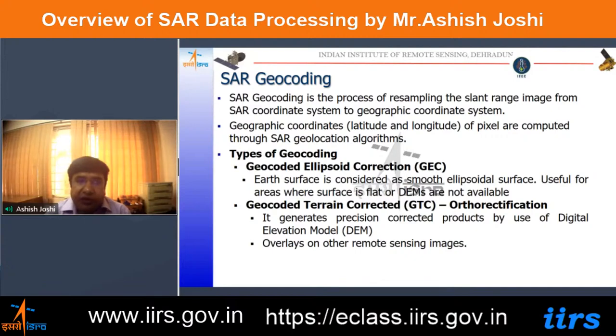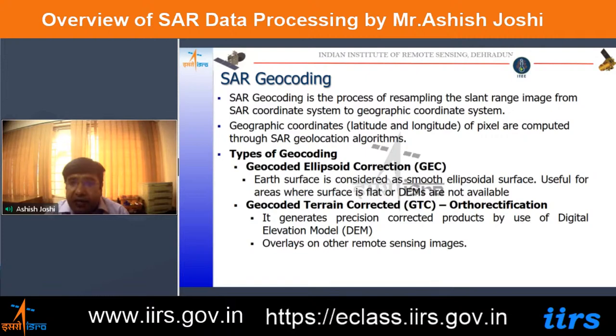SAR geocoding is the process of resampling the slant range image from the SAR coordinate system to the geographical coordinate system. Because the SAR raw data, or after the processing also, it is in the slant range geometry. After that, we can also convert it to the ground range geometry, but it is not in the geographical coordinate system. Means it is not in the lat long domain like other sensors. So we have to do different types of geocoding. First is called the ellipsoid correction, and second is called the terrain correction.